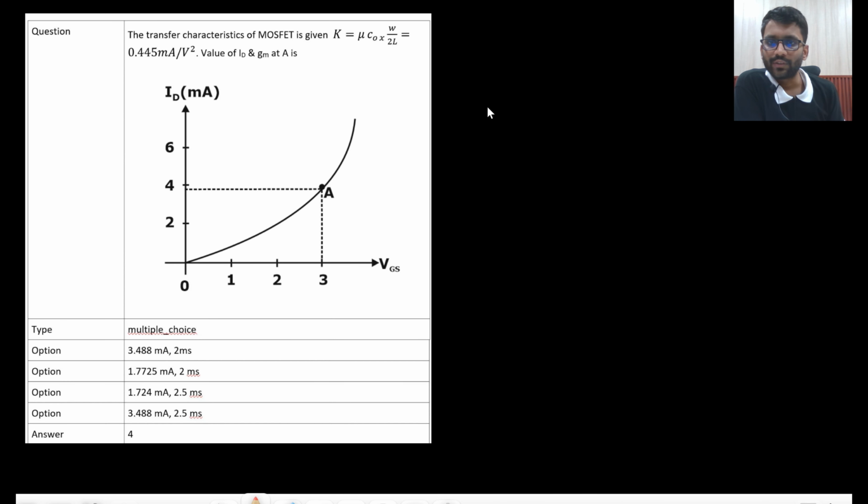So let's see the solution of this one. You need to find ID and GM. From the diagram you can see at point A you need to find the value of ID.